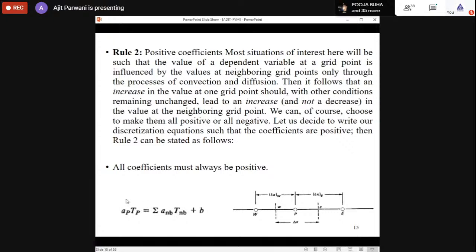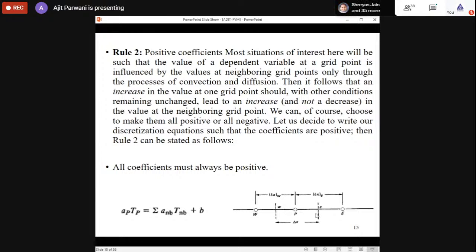Now, the applicability of this rule can be understood by considering one example. Suppose this is a conduction domain, and this is a point P. Suppose the temperature of the point P is Tp, the temperature of the point W is Tw, and the temperature of the point E is Te. If I heat this point P, the temperature of this point P will increase.